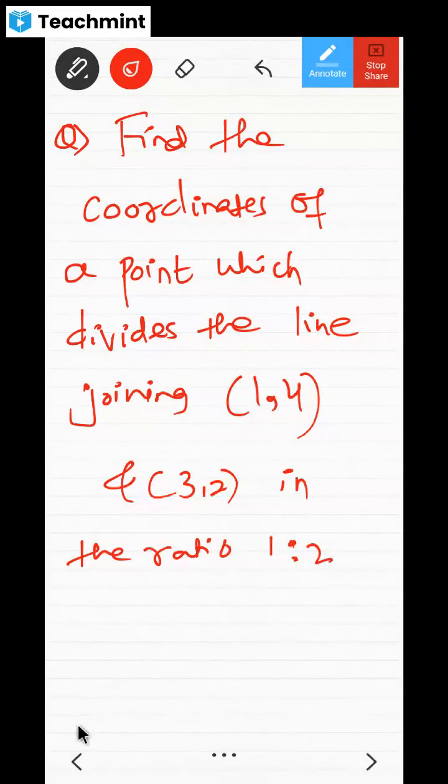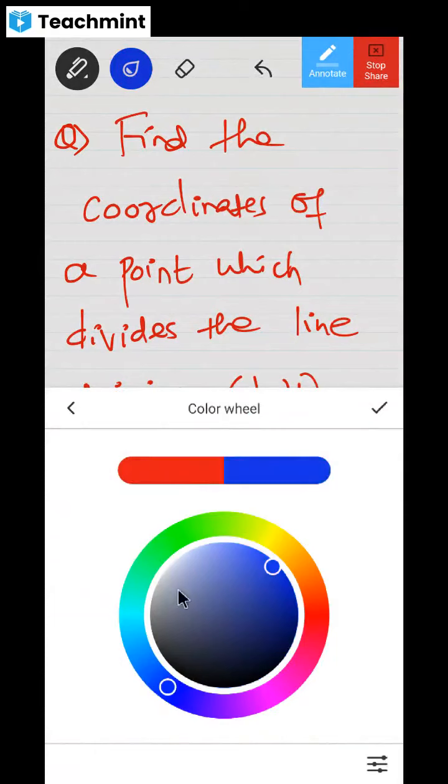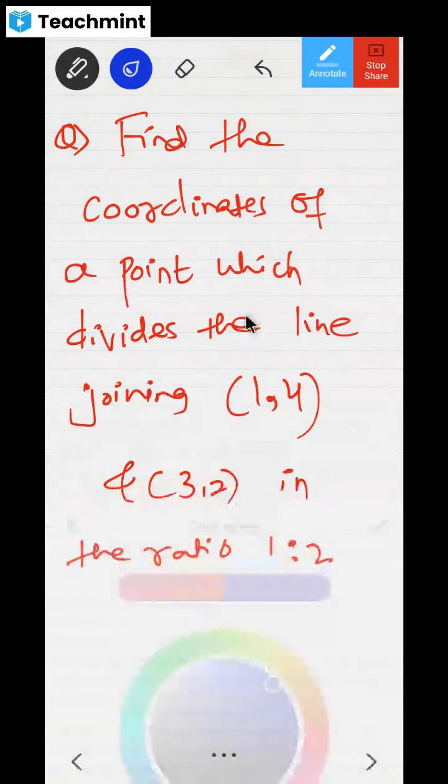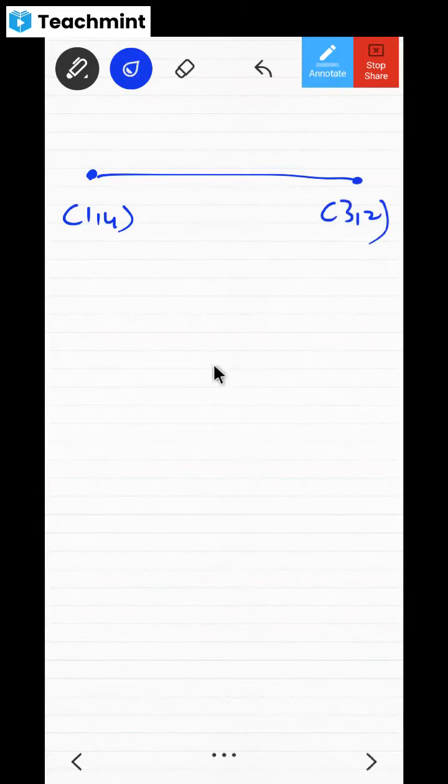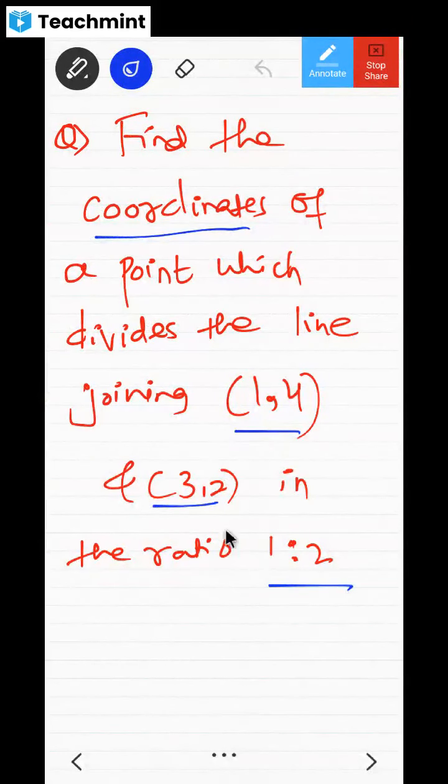Please try to get it. Try to put it in the form of a diagram so that it becomes easy. You have to find the coordinates, some x and some y, of a point. There is one point which divides the line joining (1, 4) and (3, 2) in the ratio 1:2. A line is formed by joining (1, 4) and (3, 2). This end point is (1, 4) and the next point is (3, 2). Can I write like this?